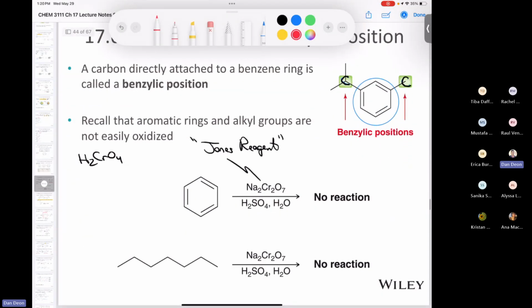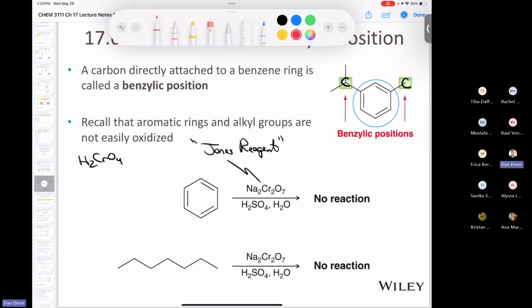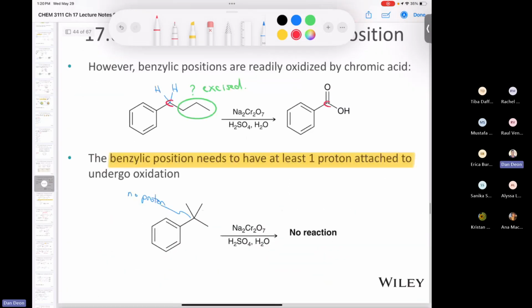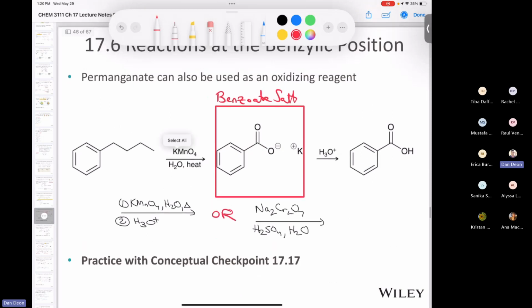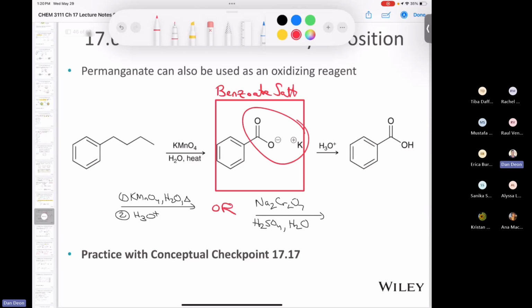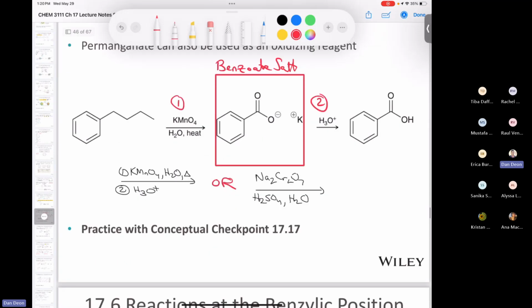Anyhow, so then we talked about reactions at the benzylic position. We talked about oxidation with chromic acid. We talked about how you have to have at least one proton, a minimum of one proton at the benzylic position. So we went over that. We said not only can you do it with chromic acid, you can also do it under basic conditions. So you can also use potassium permanganate, water, and heat to do that. And then you end up with a carboxylate salt, a benzoate salt here. And then you have to acidify in the second step. So overall, it's 2 steps to do it with potassium permanganate.